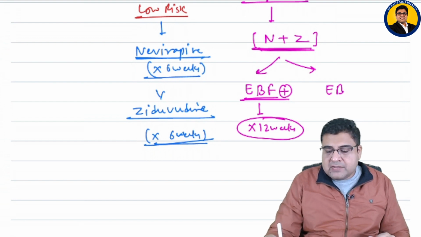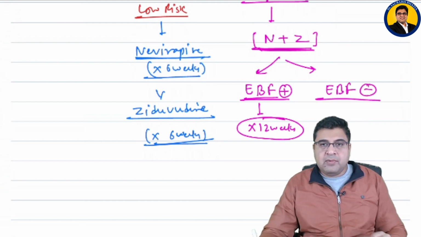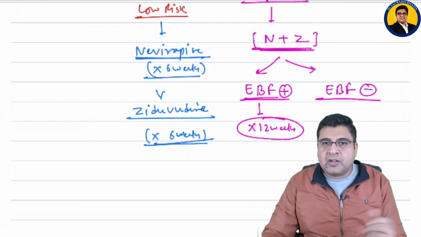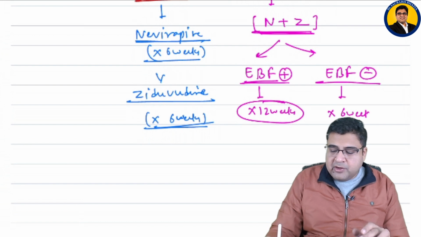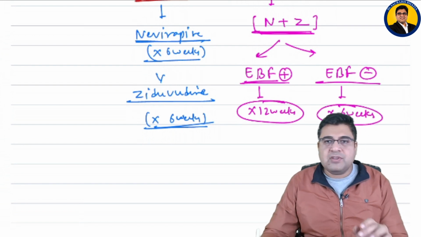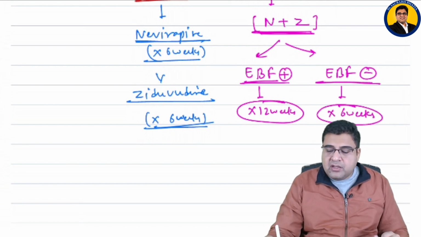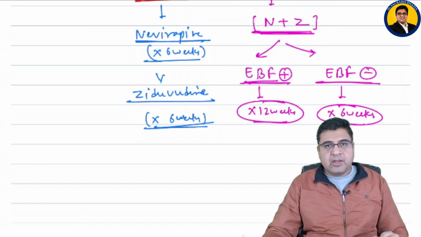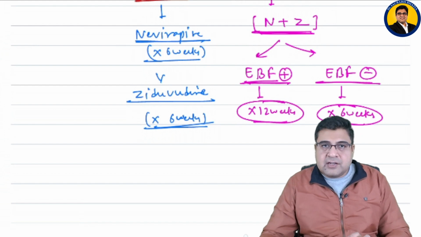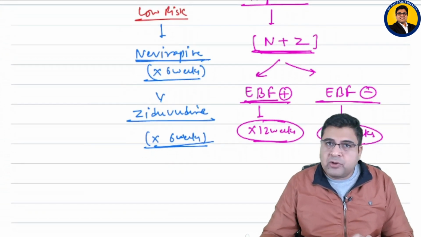If the baby is not on exclusive breastfeeding, the baby is on mixed type of feeding, the baby is also having top feeding in between. Now, the risk is comparatively low. Now, this baby requires two medicines together for 6 weeks only. So exclusive breastfeeding not there, baby requires treatment for 6 weeks. Exclusive breastfeeding is there, baby requires treatment for 12 weeks. So this is the treatment for HIV that you should know for your exam.